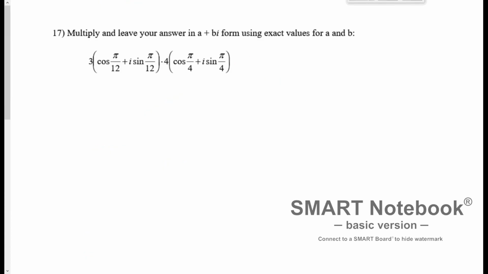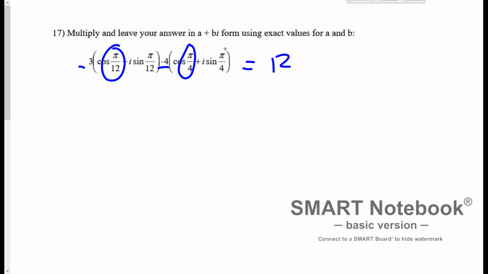All right, multiply and leave your answer in a plus bi form, exact values for a and b. So basically, all you're doing is just simplifying these. So we want to multiply them, right? So what's nice about multiplying in polar form is we can just multiply our r's and then add our thetas. So we just multiply and we get 12.